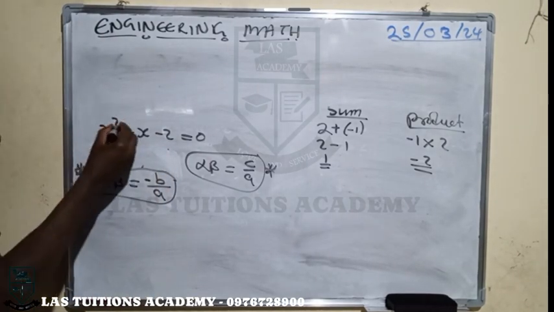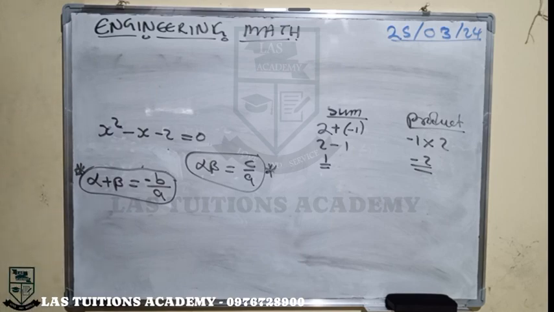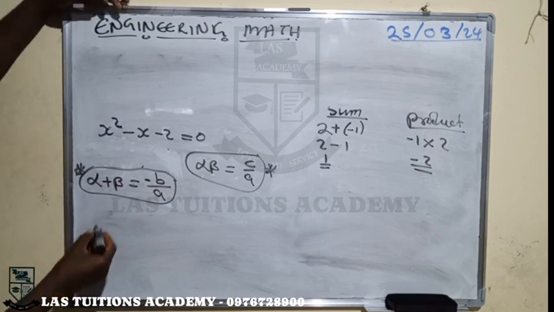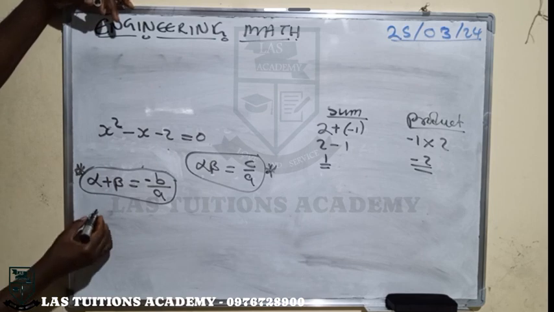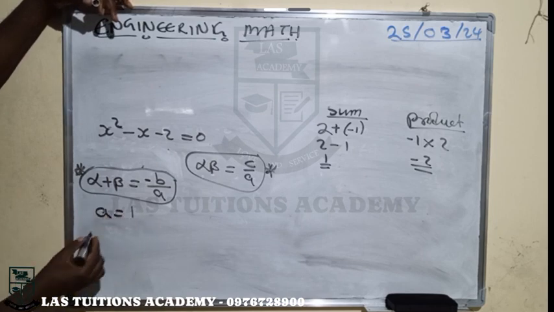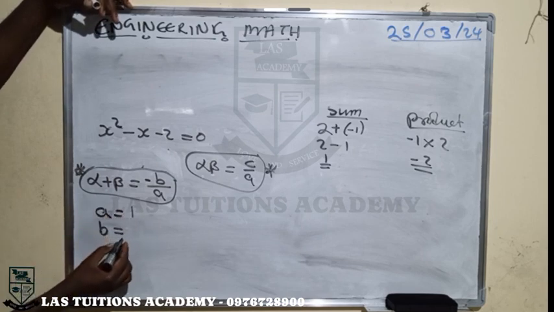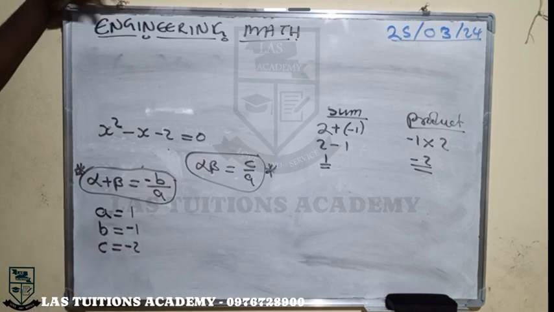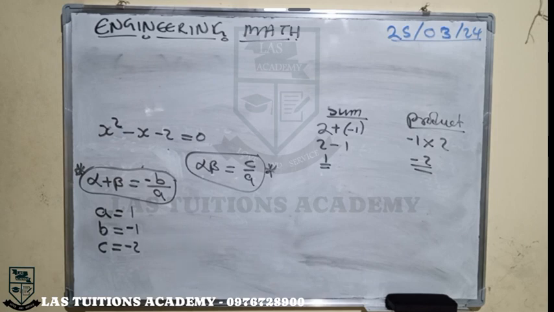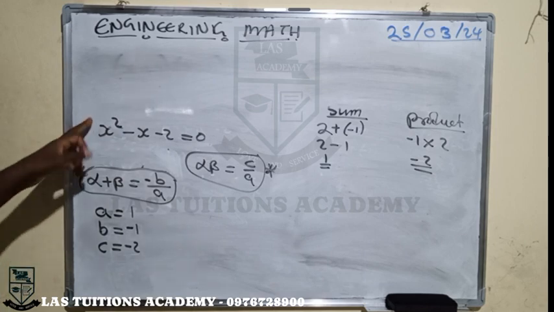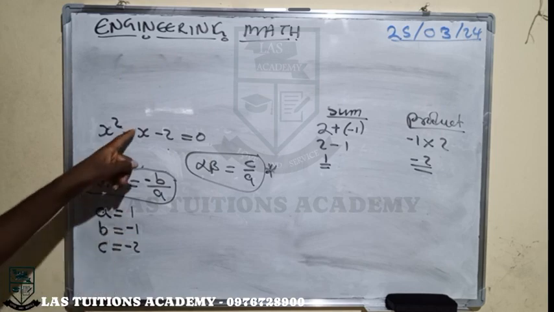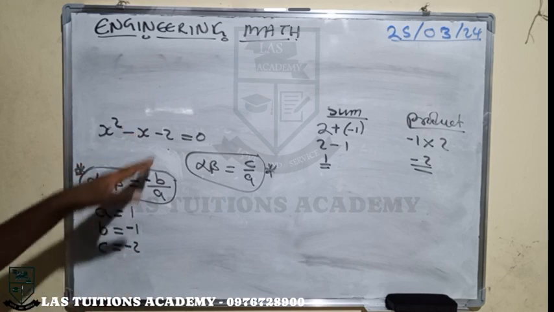Okay, so we know our a. What is our a? B is negative 1, C is negative 2. I hope we are all together on that one as to what is our A, what is our B, and what is our C. So our A is 1 here, our B is negative 1 here, our C is negative 2. So this is what we have there.